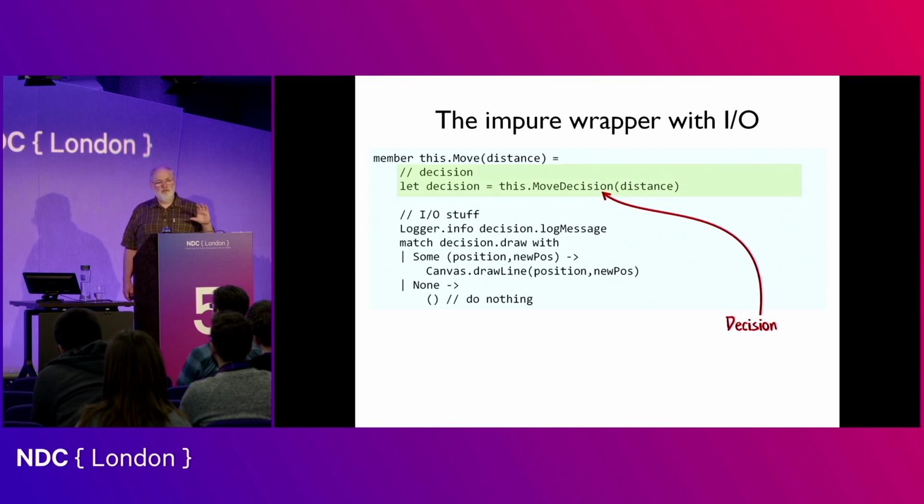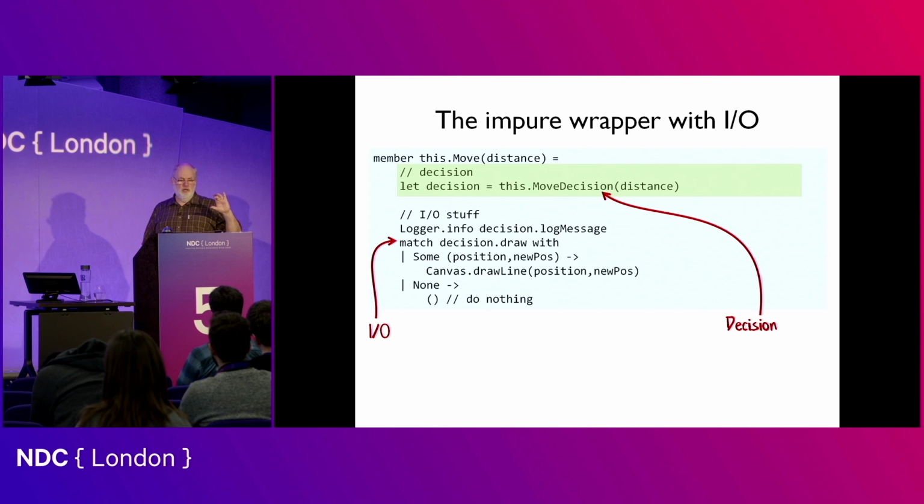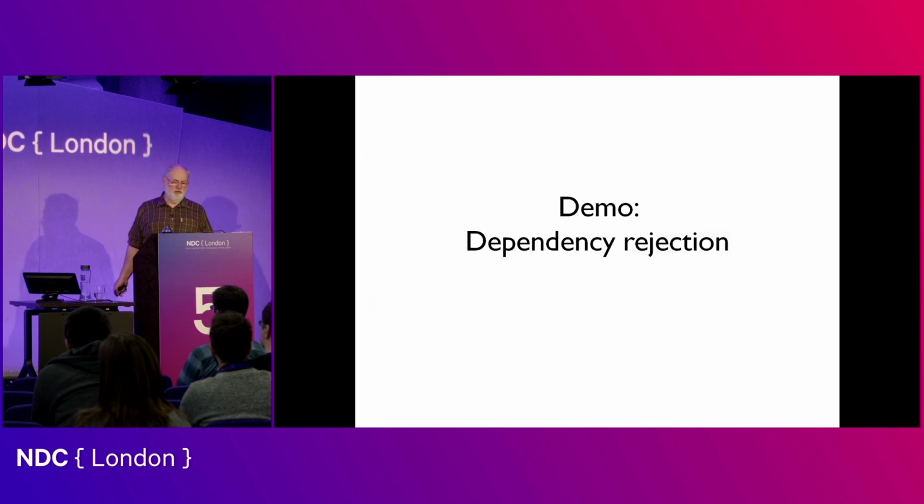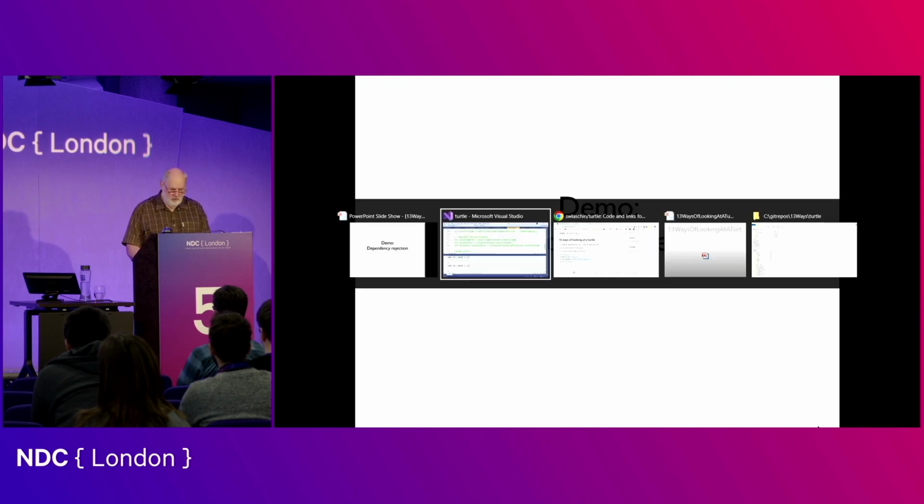So this very simple change has separated the pure decision logic from the I/O non-deterministic logic. So it's very, very similar, but it's much more testable now than the original one was. So we got to our wrapper with the pure business in the middle and the I/O on the edges. So that is dependency rejection, and I think I've got just enough time for this.